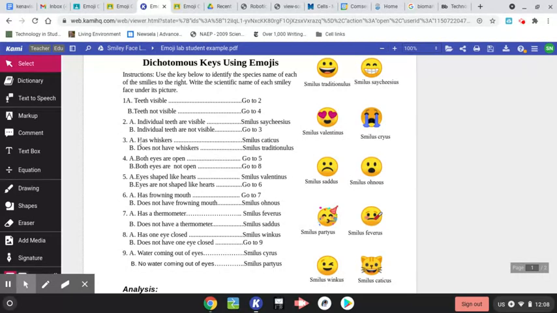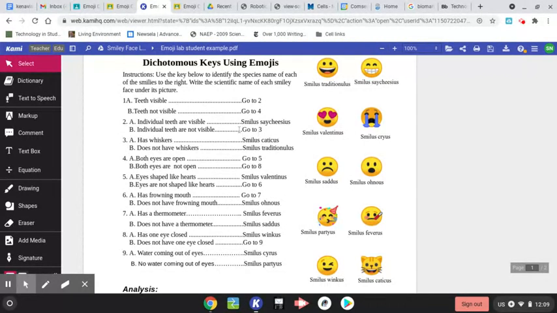Then I have to decide, does it have whiskers or not? It does not have whiskers. So I read my next instruction, and there are no more go-tos. In this case, this is Smileless traditionalist, the traditional smiley face. I can always check to see if I'm right by reading it backwards. Does the Smileless traditionalist not have whiskers? Nope, doesn't. And that's line 3.